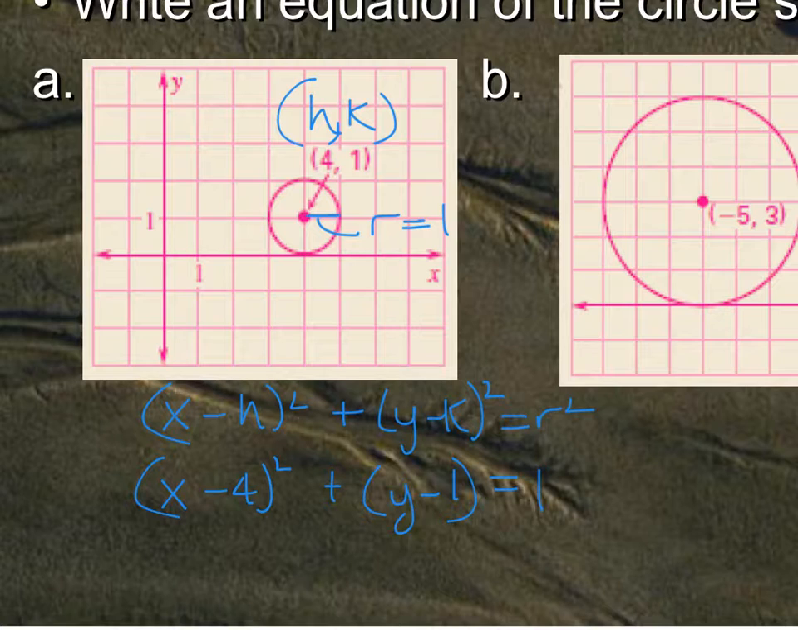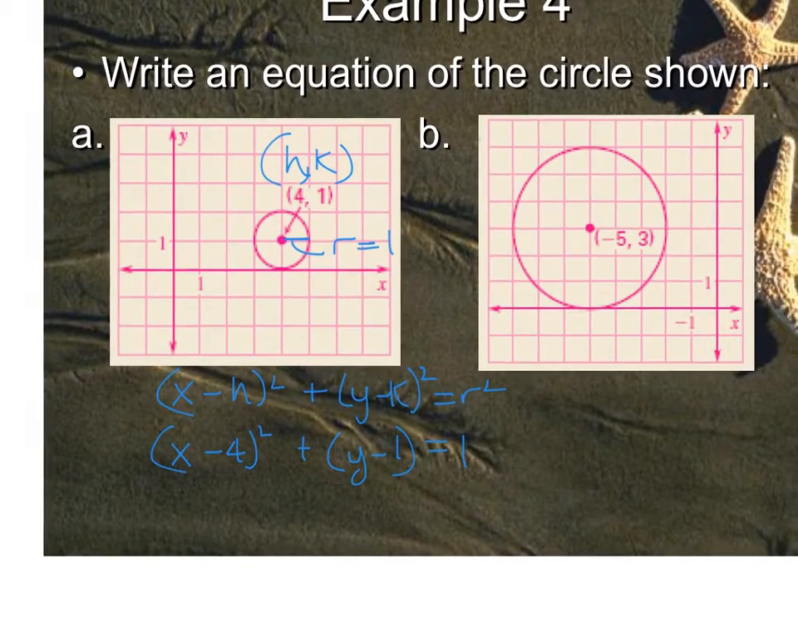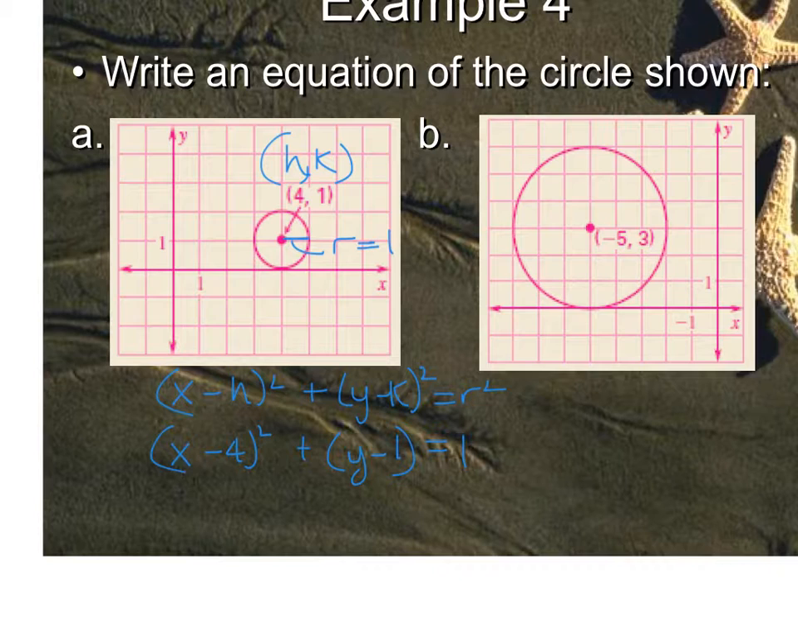Now we'll refer to the figure in part B. Again, they already labeled the center for us, but we do need to count the squares to find out the length of the radius. So again, the -5 is h, the +3 is k. What is the length of my radius here? 3. It's got 3 little squares.